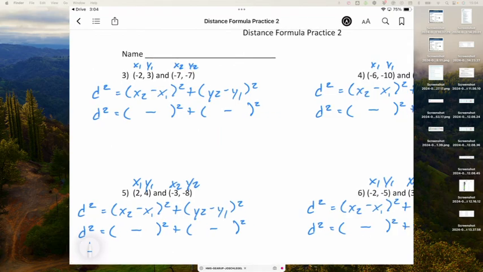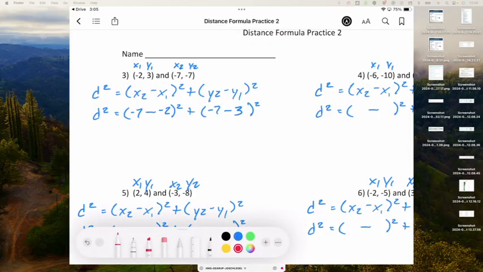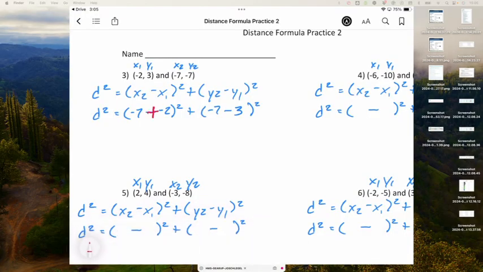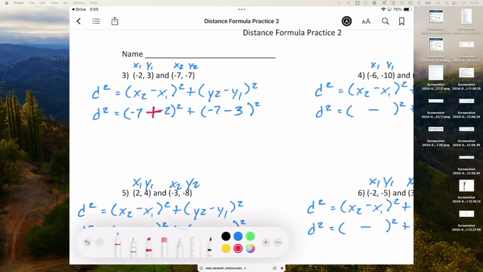I'm not having the most space here, and so I'm actually going to delete the step of fixing the signs. I'll do it within that line so that I have enough room. So negative 7 is my x2, x1 is negative 2. We'll fix that in a moment. y2 is negative 7, y1 is 3. So to fix that, I am actually going to change those two negatives to a plus and move on.